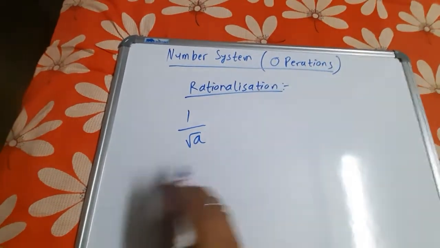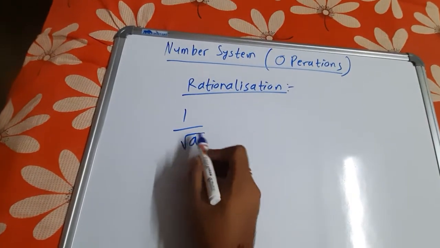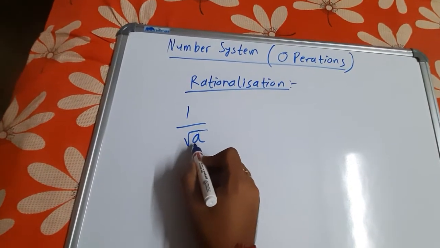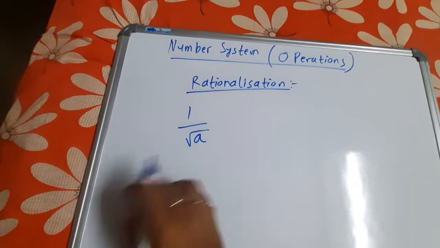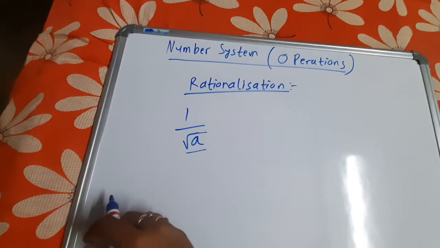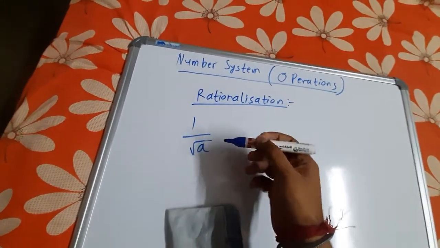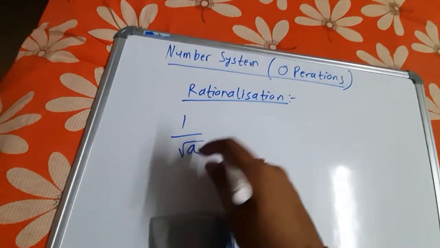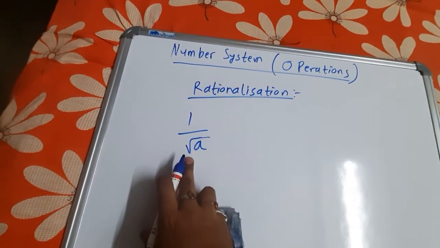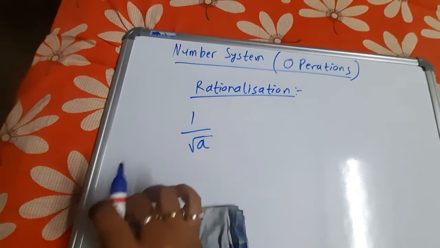Okay, so rationalization means when there is an irrational number in the denominator. Actually we don't like this. When there is an irrational number in the denominator, we don't like this thing, so we want to take that irrational number to the numerator. We want to make the denominator a rational number. We don't want to keep the denominator as an irrational number.